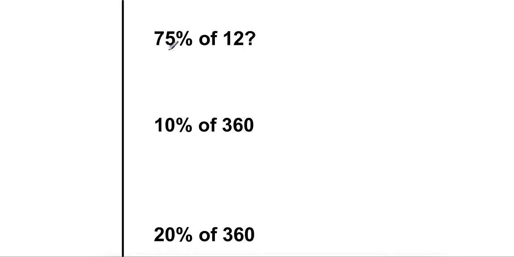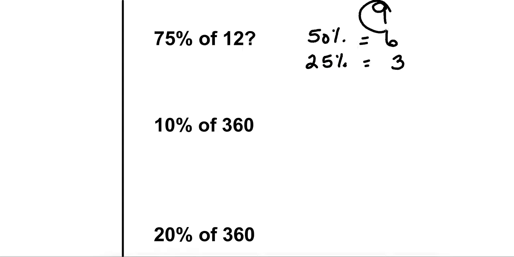Same thing can go here. Starting at a half, 75% of 12. Well, we need to know that a half of 12 is 6, so 50% is 6. Half of 50% is 25, which would be 3. But now we want to go at 75, so we just add those two together and we get 9. 75% of 12 is 9. That takes a little practice.